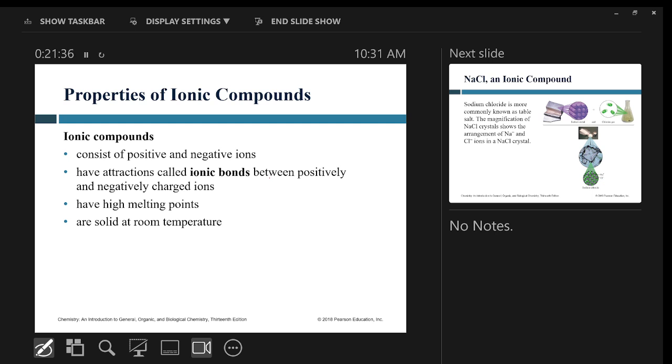Now, these are going to have very high melting points. Has anybody ever actually seen molten salt? No? You may have seen it in the form of molten lava, but it only happens at very, very high temperatures. It's not something you could do in your oven. And so they are going to be solids at room temperature.